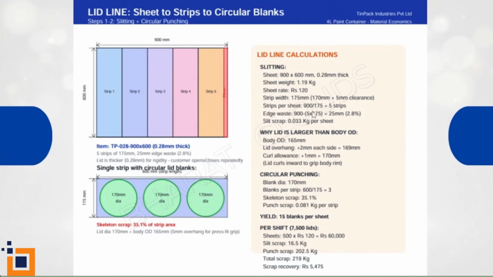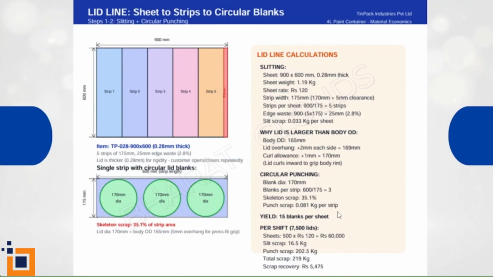Slitting gives us 5 strips of 175 mm from the 900 mm width. Edge waste is just 25 mm, 2.8%, better than the bottom line's 50 mm because 5 times 175 equals 875, closer to 900. Slit scrap is 0.033 kilograms per sheet. Circular punching. 3 blanks of 170 mm from each 600 mm strip. Skeleton scrap is 35.1%, slightly better than the bottom line's 37.1% because the larger circle is more efficient relative to the strip width. Punch scrap is 0.081 kilograms per strip.